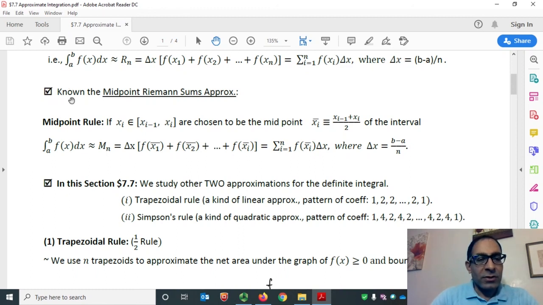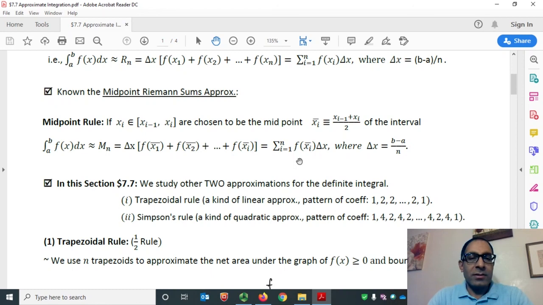Then this definite integral from a to b of f(x) dx is approximated by Mn, where M stands for midpoint Riemann sum. With n rectangles we are using, it is delta x times [f(x1 bar) plus f(x2 bar) plus dot dot dot plus f(xn bar)]. We use xi bar for the midpoint, just a notation.